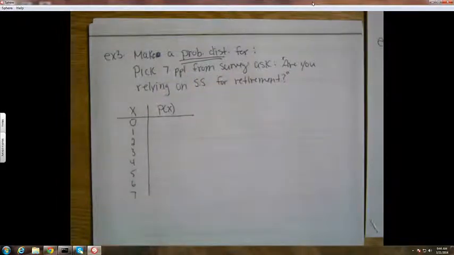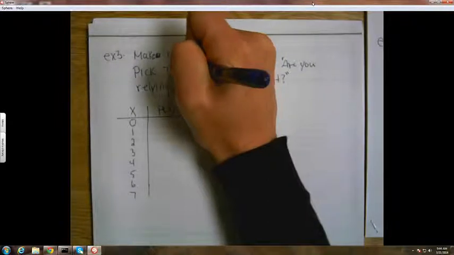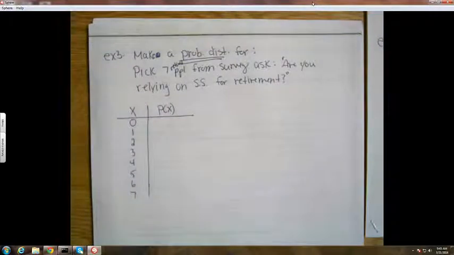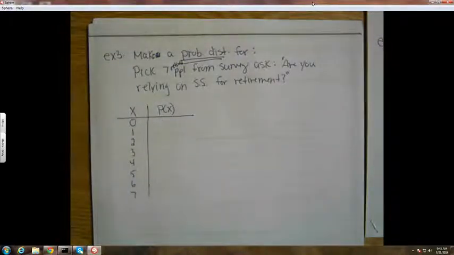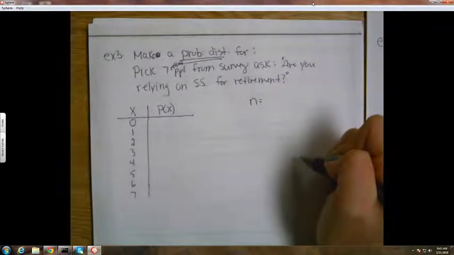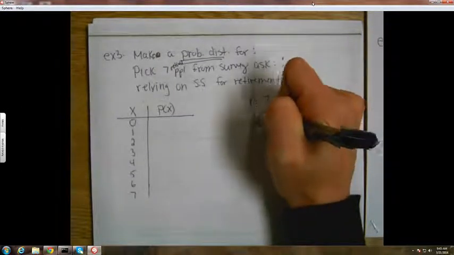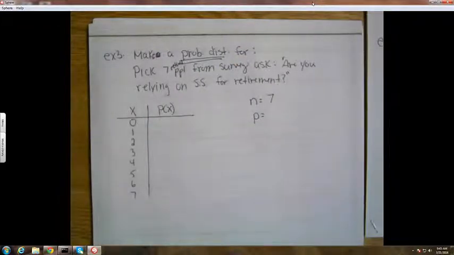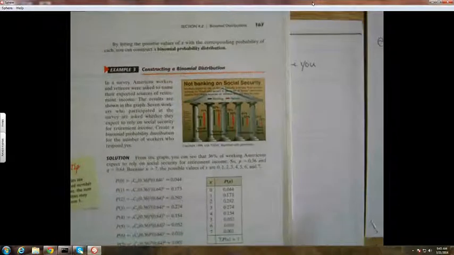Oh, we're actually asking 7 retirees, not 7 people, but 7 retired people. That's kind of important. So when we run our probability distribution, I need to know 3 values: N, P, and X. Do I know how many trials I'm running? 7. Do I know the probability of a success? Did I give that to you here? I did not give you a number in there. Where are you going to get it from? Probably from a graph.